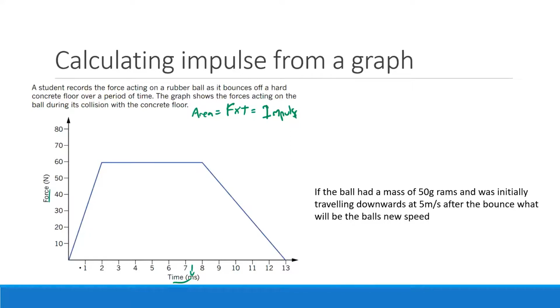Now, the impulse is going to be the area under the graph. You could do this a couple of ways.